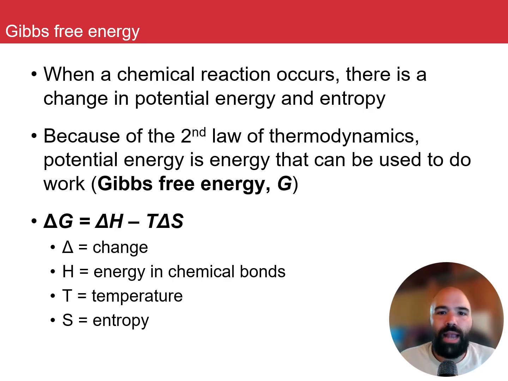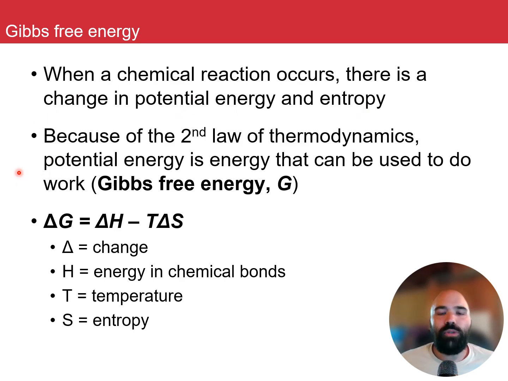Whenever a chemical reaction occurs, there is a change in both the potential energy and the entropy of the system. This makes sense, right? Because a chemical reaction is making or breaking a chemical bond. If we make a chemical bond, we're connecting two smaller things, then we are increasing our potential energy, and that decreases entropy. If we break a chemical bond, we take one larger thing and break it into two smaller things, that makes more disorder, more entropy, but decreases our potential energy.